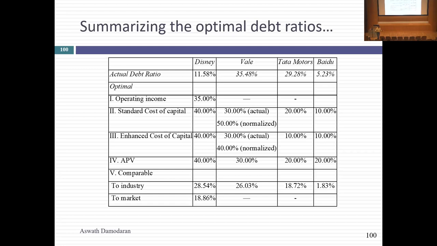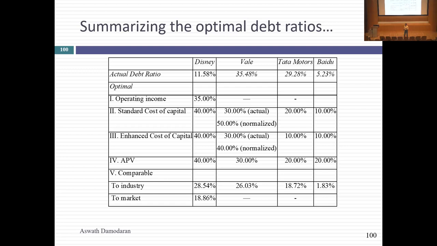So what you're looking for is outcomes that are different enough that you can draw a conclusion and say, this company's under-levered or over-levered, because the alternative is it's where it should be. That's why with Baidu at 5.23% and an optimal of 10%, I'm not going to draw a conclusion they're over-levered, because for all I know, the optimal could be 5.55%, and they're actually closer to the optimal than what I claim to be the optimal. So any questions on computing optimal debt ratios?